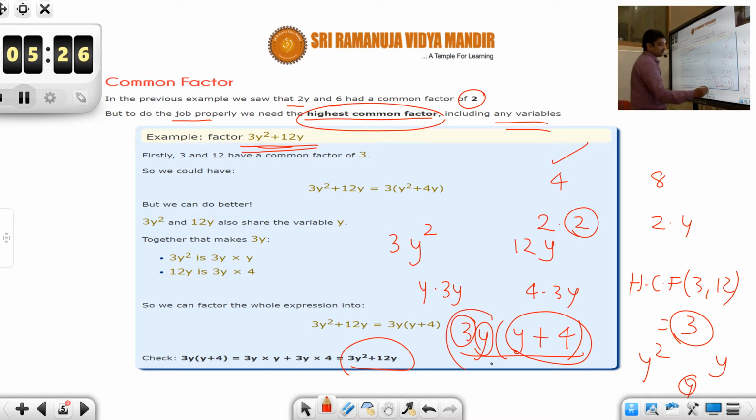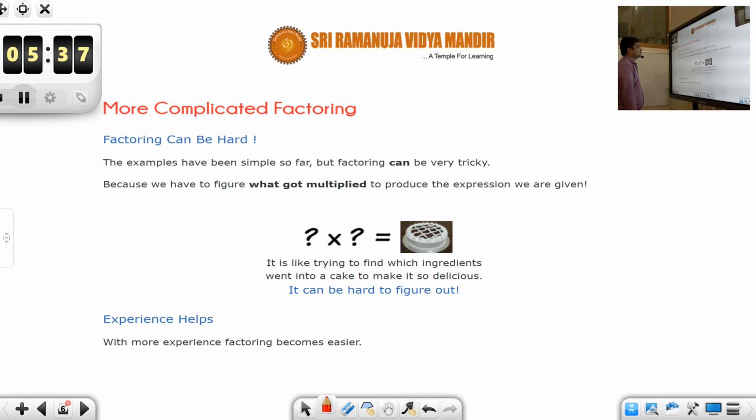Or 3y is also a factor, right? So there are multiple factors. So hope you have understood this method of factorization. Now let's look at another complicated example. Say, factoring can be hard.